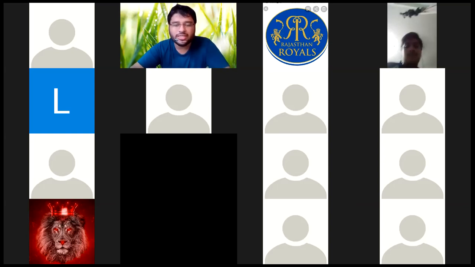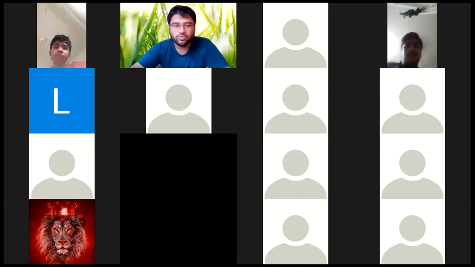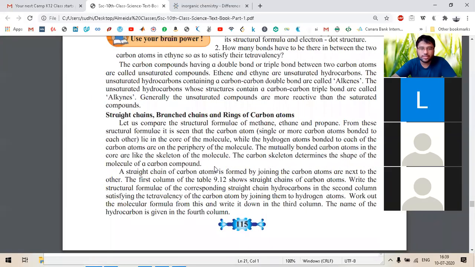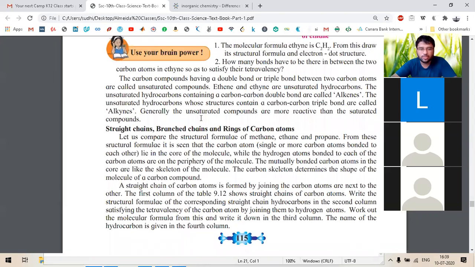What is the straight chain of carbon atoms? 5, 4, 3, 2, 1, 0. So Siona, I assume you don't know the answer. So I will share the screen now. Can you see, Siona, this part, straight chain, the branch chain, everyone, can you all see?